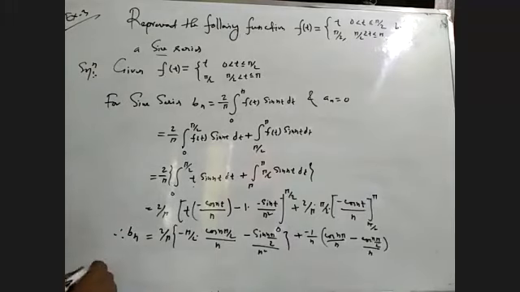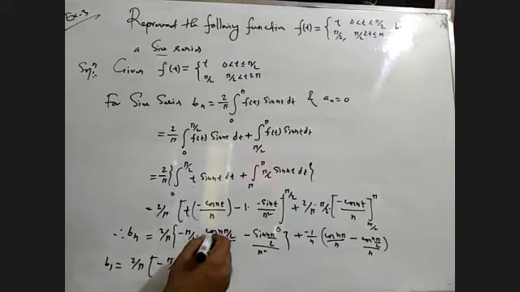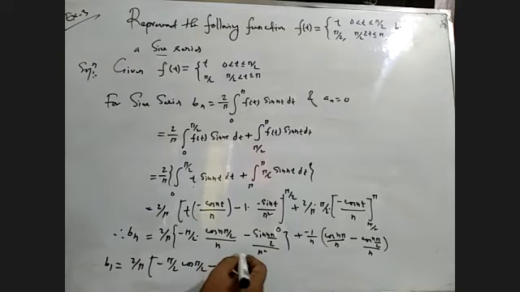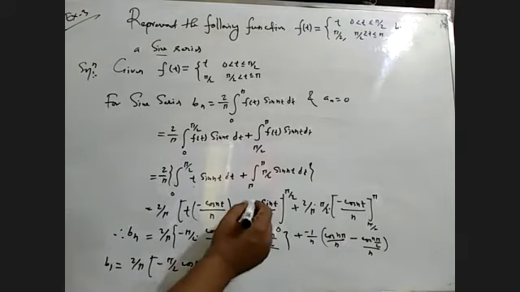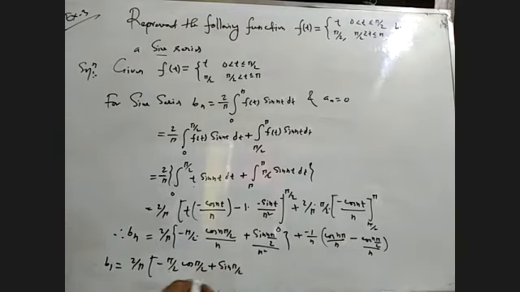Now what will B1 be? If we put n equals 1, then 2 by pi, minus pi by 2 cos pi by 2, minus sin pi by 2. Actually, this minus will be plus, sin pi by 2.